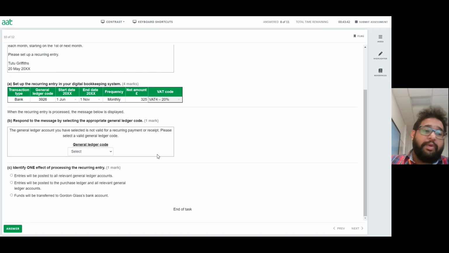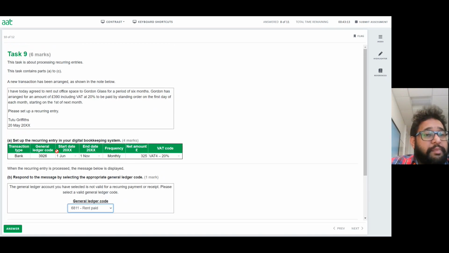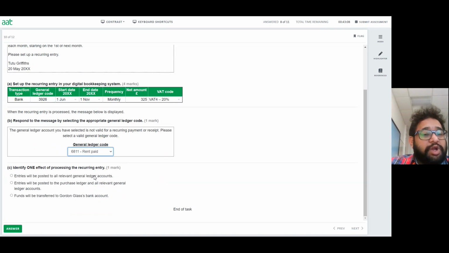So if you go further down now, they're asking, when the recurring entry is processed, the message below is displayed: the general ledger account you have selected is not valid for recurring payment or receipt. Please select a valid general ledger code. So we have to select, the code here is not right. We have to select what do you think it is we're going to be paying out of it. It's not bank, it's not payables, it's not rental income, it is rental paid. If you pay, oh, hold on, this is a receipt. It's going to be rental income.